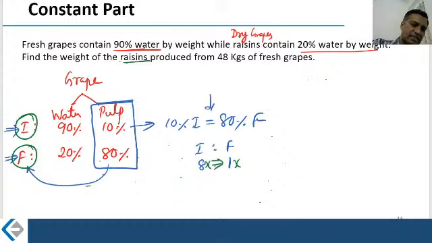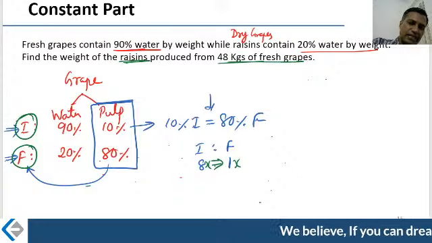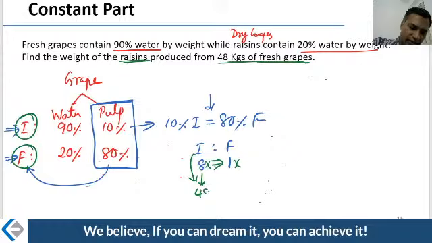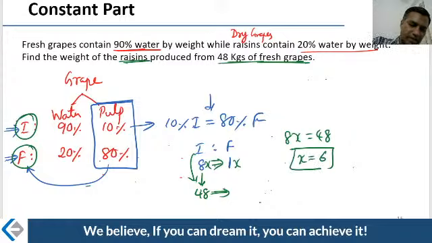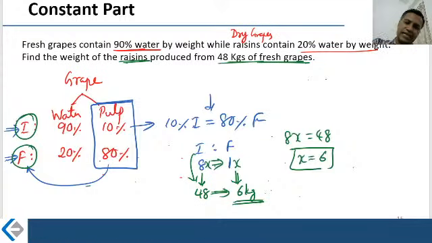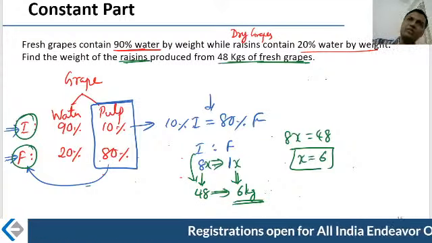Find the weight of the raisins produced from 48 kgs of fresh grapes. The author said it is not 8, it is 48. So 8x is equal to 48, therefore x is nothing but 6. Therefore 1x is nothing but 6 kgs. You'll be left with 6 kgs of raisins. If you start with 48 kgs of fresh grapes, you end up with 6 kgs of raisins.